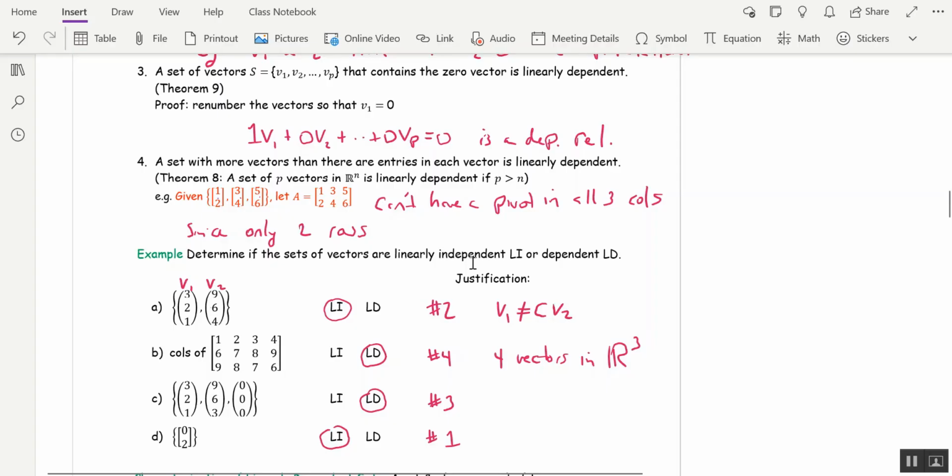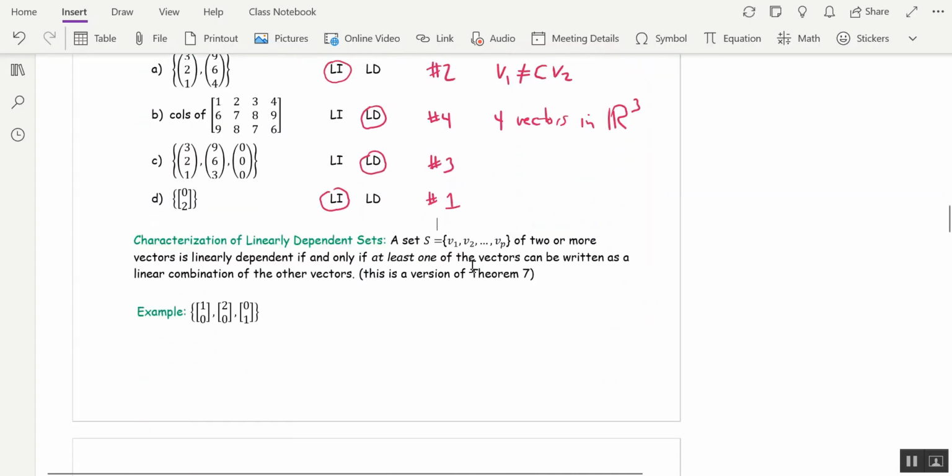All right, and I want to finish up here, we'll almost finish up, with the characterization of linearly dependent sets. And this is an easier version than the one in your book. A set of vectors is linearly dependent if and only if at least one of the vectors can be written as a linear combination of the others. At least one, but not all necessarily. So this example here is to illustrate that not all of them have to be linear combinations of the others.